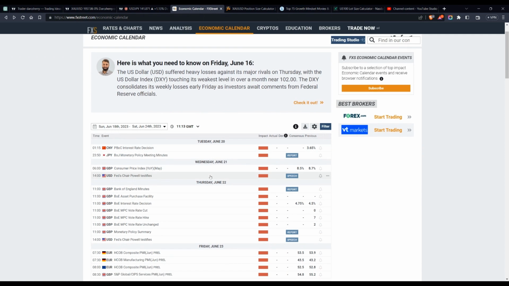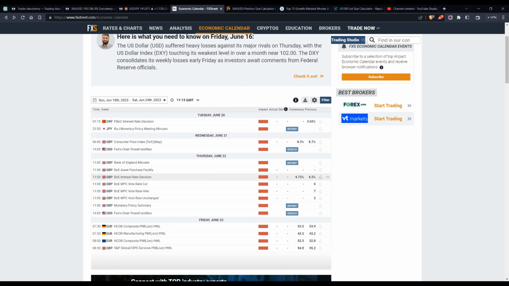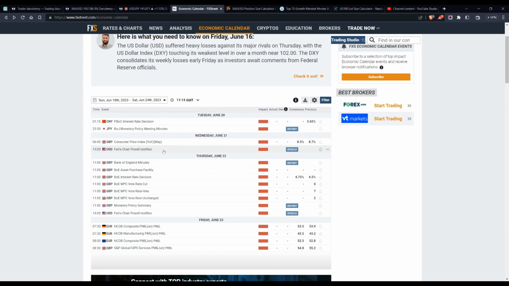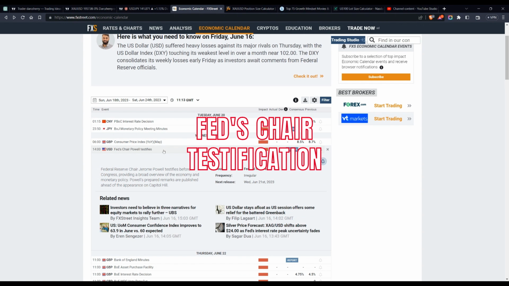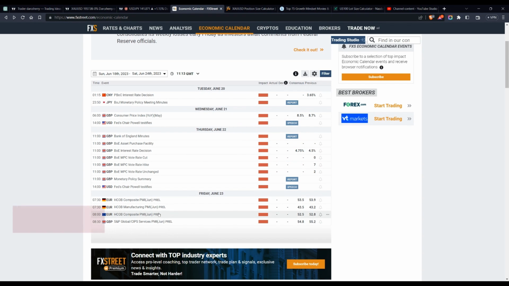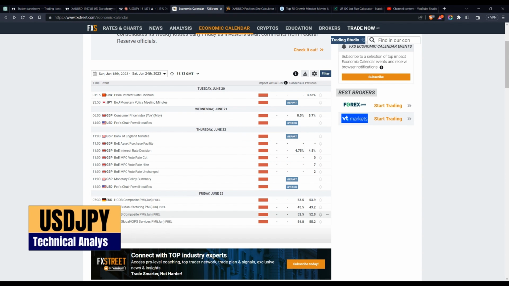For the new week here, the first high impact event is coming in on the 28th of June. That's on Tuesday, and it is coming from the Bank of Japan's monetary policy meeting minutes, which will be read on that day. Then on Wednesday, June 21st, we are going to be witnessing the Fed Chairman Powell's testimony before the Congress, providing a broad overview of the economy and monetary policy. This will also continue into Thursday, June 22nd. I think that is all for the week. So, these are the high impact events that we are going to be looking forward to.